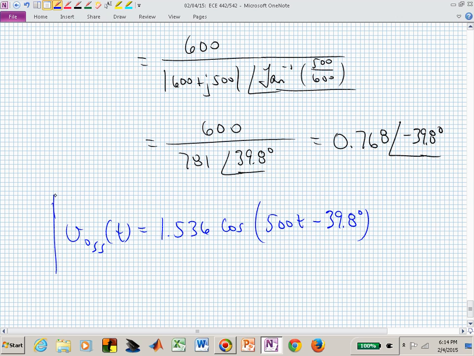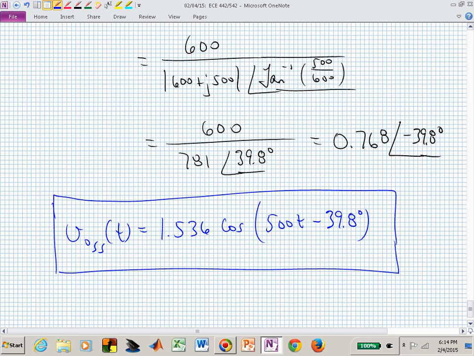Does that seem reasonable for our first order low-pass filter when we inject into that first order low-pass filter a cosine of frequency 500 radians per second with an amplitude of 2? Says we have some delay, that's the minus 39.8 degrees. Obviously, you would need to convert that to radians if you're trying to evaluate that cosine. And you could then find the value of the output at any time t from this formula.